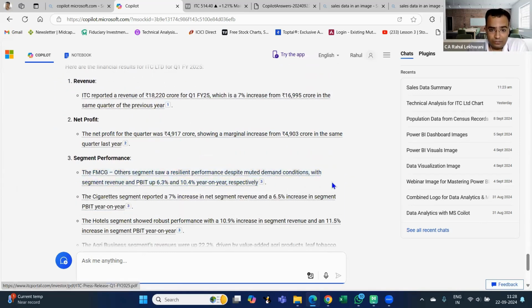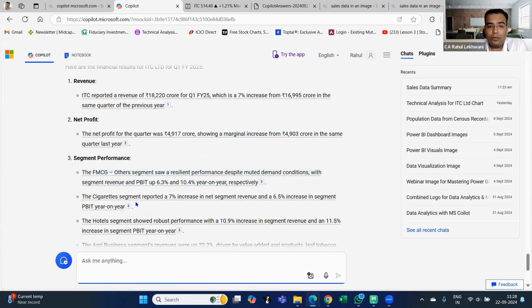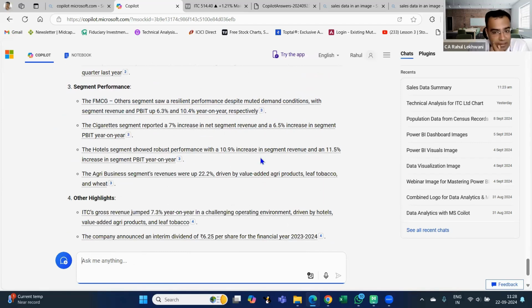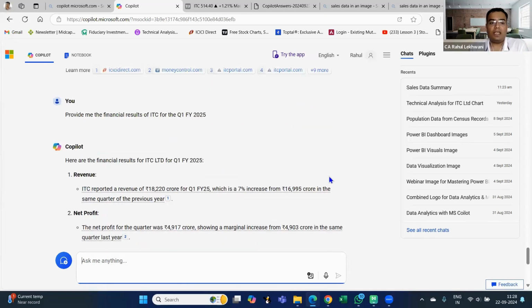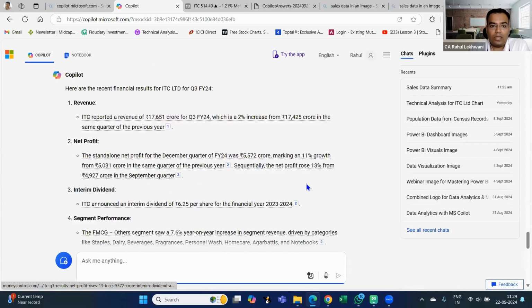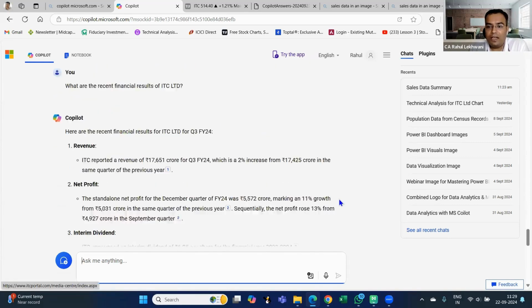Then some commentary is there. What has been the growth? The hotel business has performed, a 10% increase in segment revenue. Okay. And so on and so forth. So see, everything is getting generated just by clicking. I have just written a single thing that I want to analyze ITC. It is giving me everything related to that.